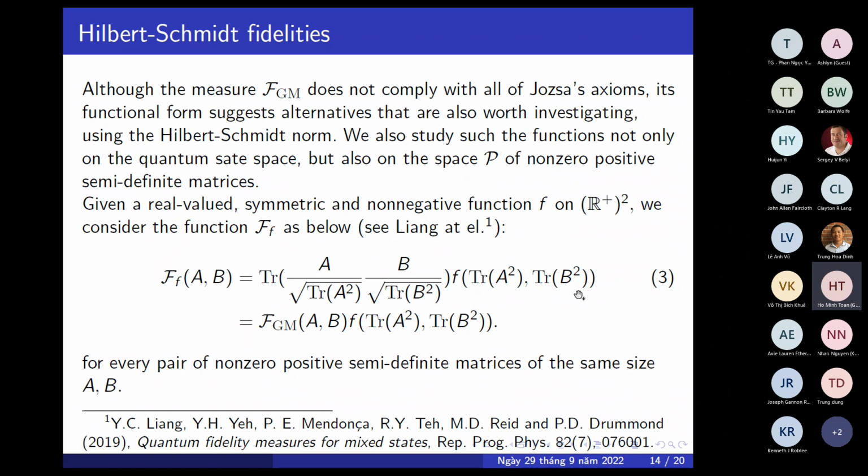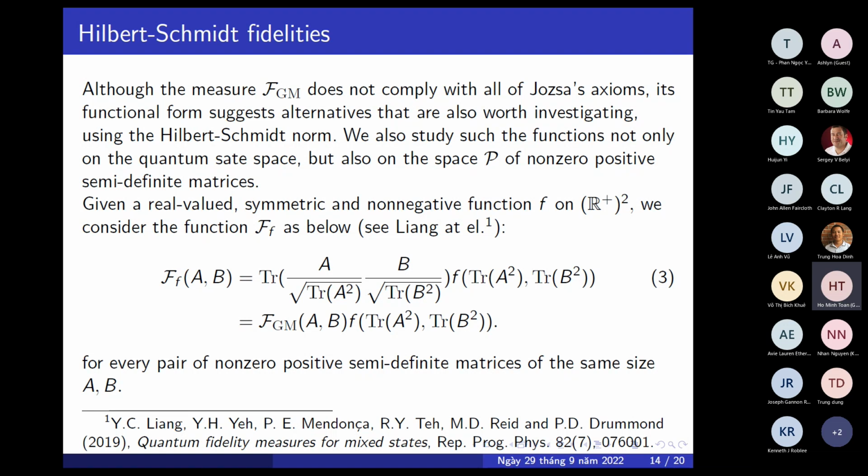Okay. The next topic is we try to extend the property to the space of all positive semi-definite matrices. We denote by P the space of non-zero positive semi-definite matrices. So it's larger than the quantum state space M_n, and we pay attention only to the fidelity which we name the Hilbert-Schmidt fidelity. This name may not belong to us, it belongs to the work of the physicists listed in reference number 3. We will see later.